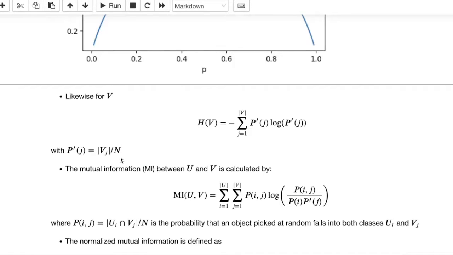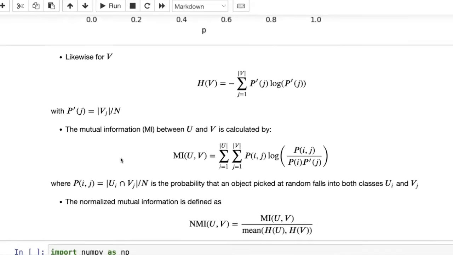So the second thing that we need to define here is the mutual information between U and V, between these two sets of assignments. Because it's a mutual information, it's a pairwise type of operation, and therefore we have a double summation.